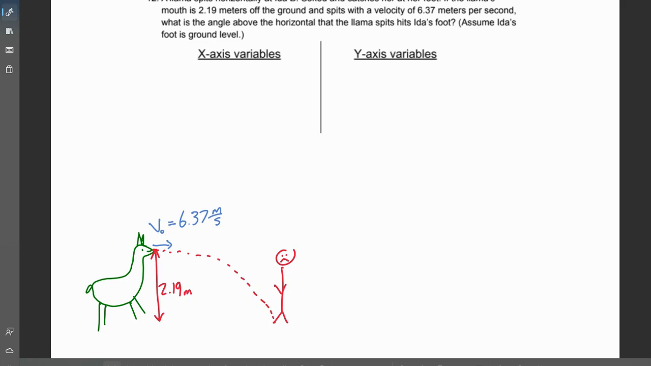What is the angle above the ground that the llama's spit hits Ida's foot? So when we make this triangle here, we're looking for this angle. Our unknown, theta equals question mark. But when we do this, we're going to have to make our triangle here. What quantity do the triangles relate? I'll give you a moment just to think. Well, they relate our velocity.